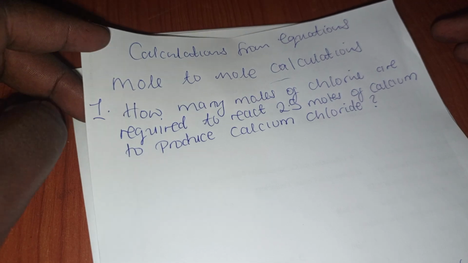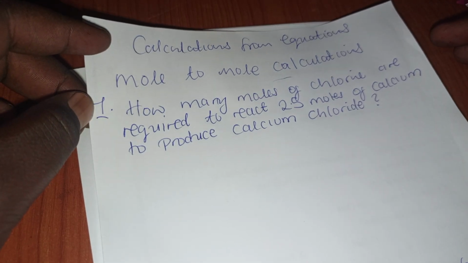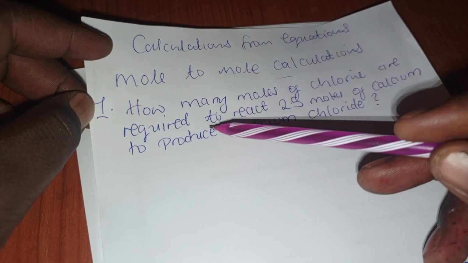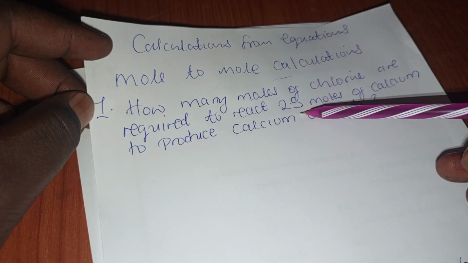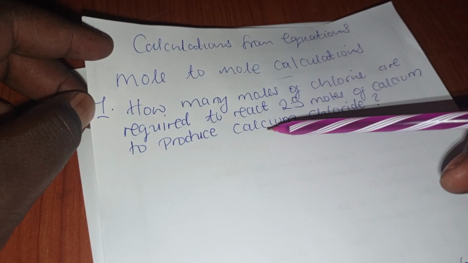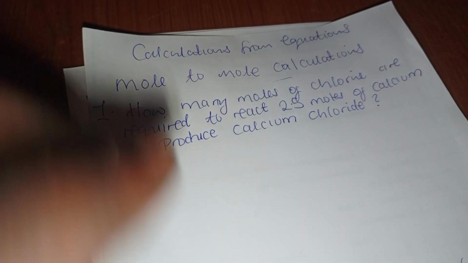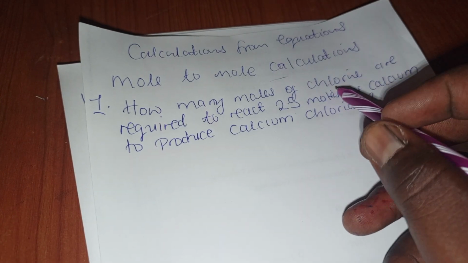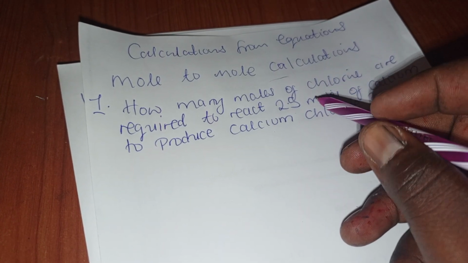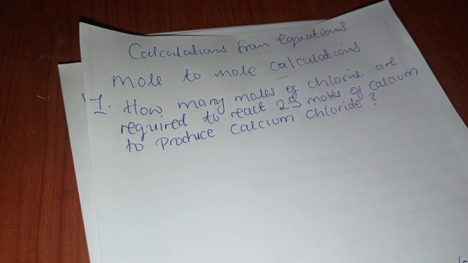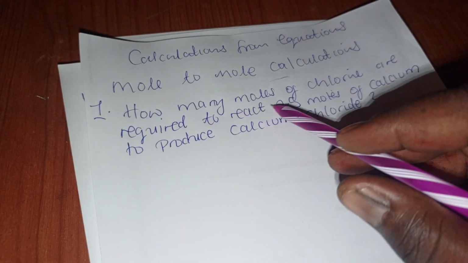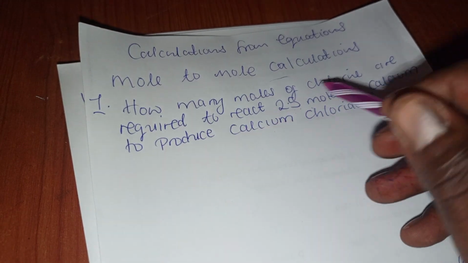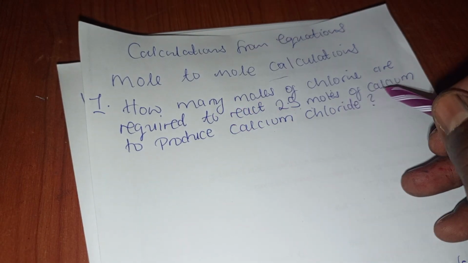Now I have a first example, question number 1, which says: how many moles of chlorine are required to react 2.5 moles of calcium to produce calcium chloride? The question is simply asking how many moles of chlorine. To solve, first I need to come up with a balanced chemical equation. So chlorine reacts with calcium.